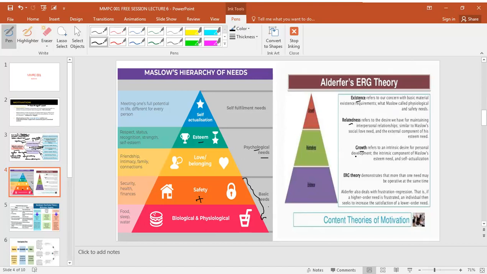So that is similar to the esteem and social needs. Then growth refers to the intrinsic desire for personal development. So that is coming under self-actualization. So existence, relatedness, and growth are the three terms that come under Alderfer's ERG theory. It is an extension of Maslow's theory. So existence comes under basic needs, psychological needs constitute the relatedness, and self-fulfillment comes under growth. Okay, so it demonstrates that more than one need may be operative at the same time. So that is Alderfer's ERG theory, right?